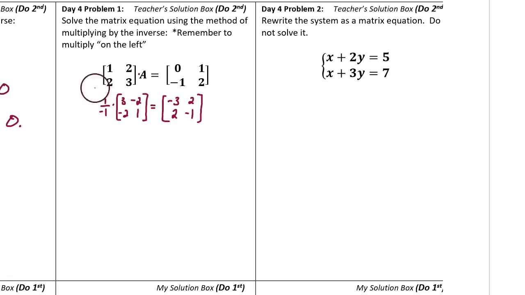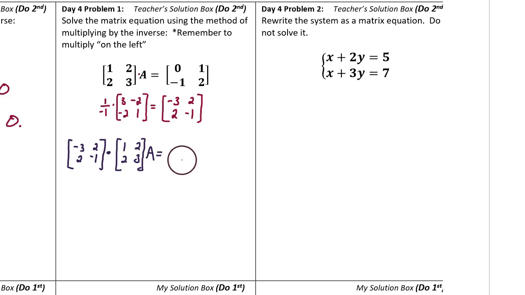Next step, we're going to multiply by this matrix on the left side of both members of the equation. So we have -3, 2, 2, -1 being multiplied to the left side of this. And on the right member of our original equation, we want to multiply on its left side.